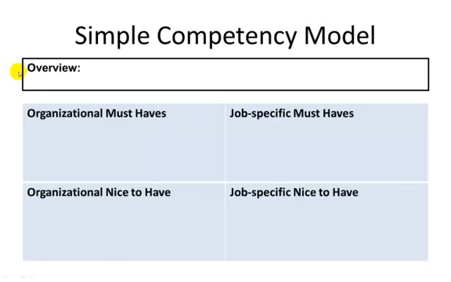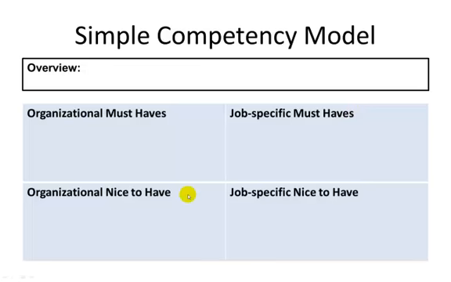Up at the top here, where it says Overview, that's just a place where you can express the type of position you're looking for. On this next box below here, we've separated organizational must-haves from job-specific must-haves. And what that means is, from an organizational standpoint, what does anybody who's successful in our company have to have in terms of skills or attributes, qualities, etc.? And then what does anybody in this specific job have to have?